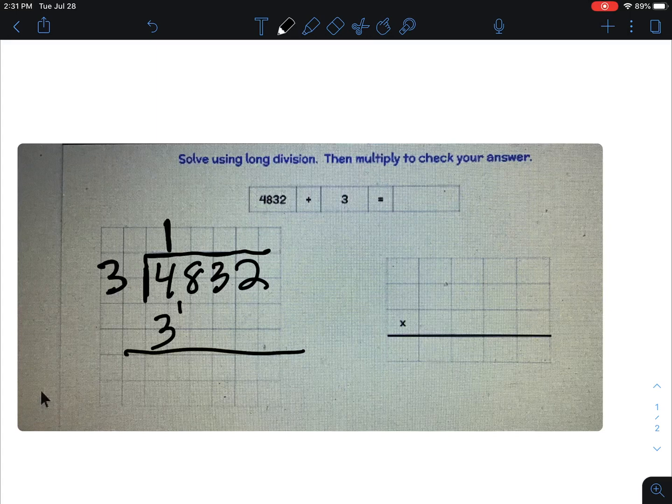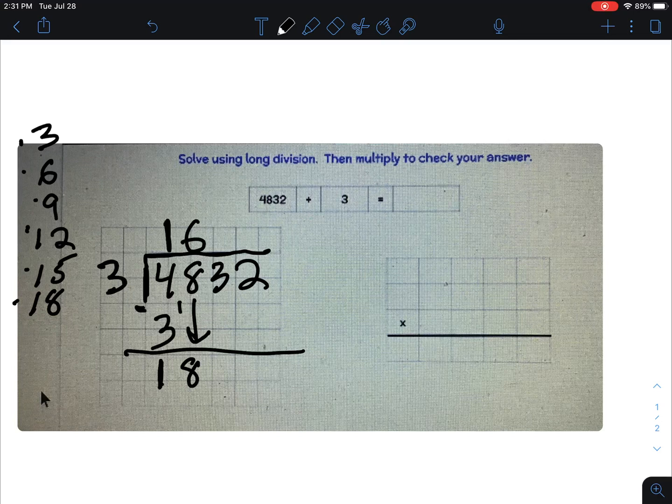So 1 times 3 is equal to 3. Then I have to see what my remainder is, because it doesn't go in equally, so I subtract. Then I bring down my next number, which is an 8, and I see how many 3's go into 18. So 3, 6, 9, 12, 15, 18. That's 1, 2, 3, 4, 5, 6. So 6 times 3 is equal to 18, so I can get rid of it. I don't have to check for a remainder. Now I bring down my 3.